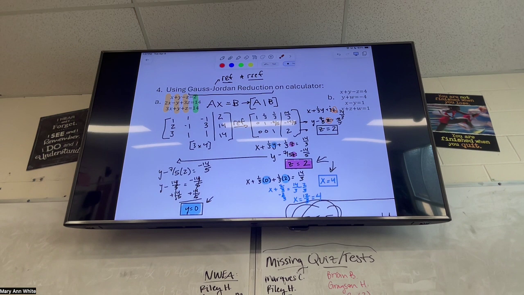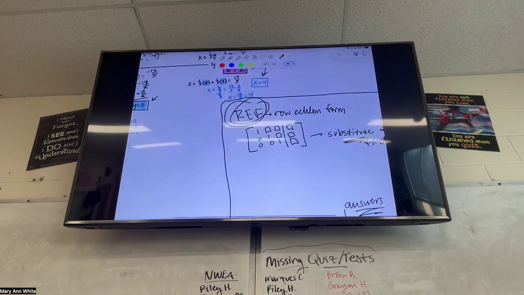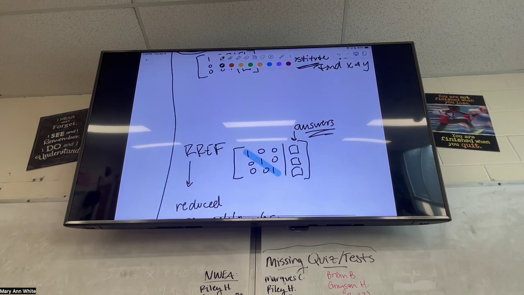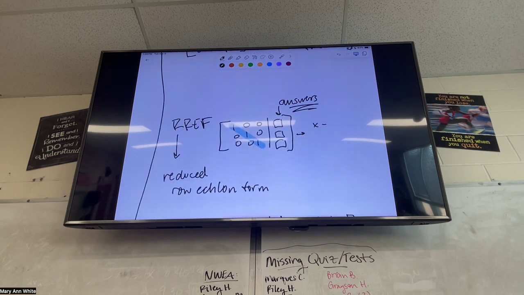Well, REF only gives you one variable, and RREF gives you all three. Good. RREF is reduced row echelon form, in case I didn't write that. So it gives you all of the variables because everything else is a 0. And so when you go to write your answers, you have X equals a number, you have Y equals a number, and you have Z equals a number.